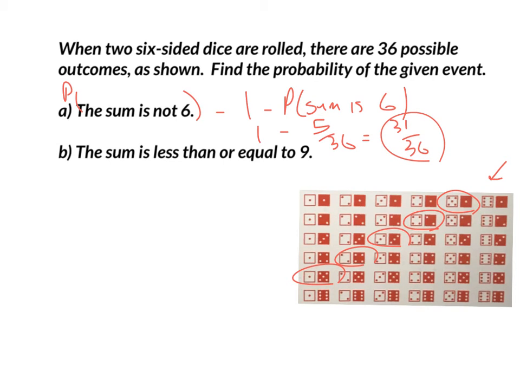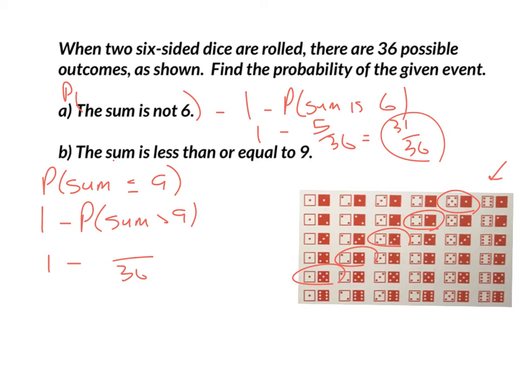The second one says probably that the sum is less than or equal to 9. So they're asking me to do this sum is less than or equal to 9, which is a bunch of those dice in there. So what I'm going to do instead is I'm going to do 1 minus the opposite, that the sum is greater than 9. So I'm looking for everywhere where the sum is greater than 9.